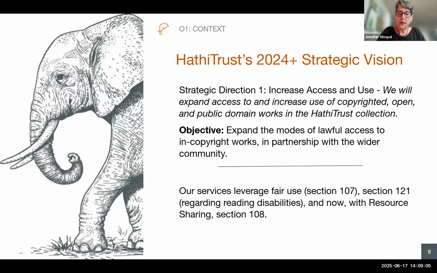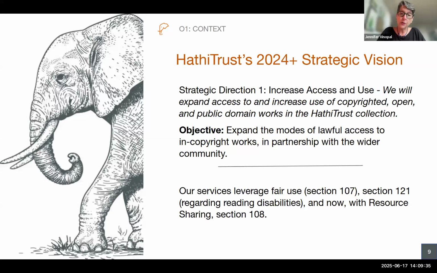Regarding the copyrighted part of the collection and the services that leverage this content, we rely, as I mentioned before, on the US Copyright Code to support our work. This includes fair use, or Section 107, which undergirds our emergency temporary access service, and Section 121 regarding reading disabilities, which allows for our accessible text request service.